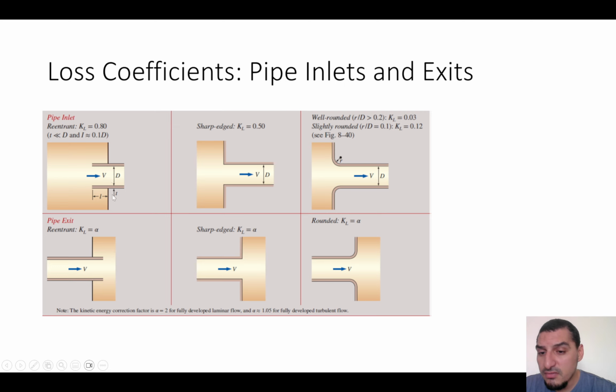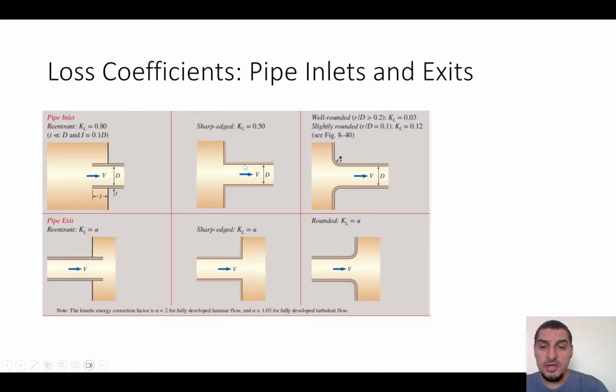The case that we have here is for the thickness of the pipe to be much less than its diameter, and to have the entering part here to be almost 10% of the diameter of the pipe. So in this case, KL is 0.8. There is a case of the sharp-edged pipes. This is a case where the pipe is welded to the container, or the place where the fluid is flowing from.